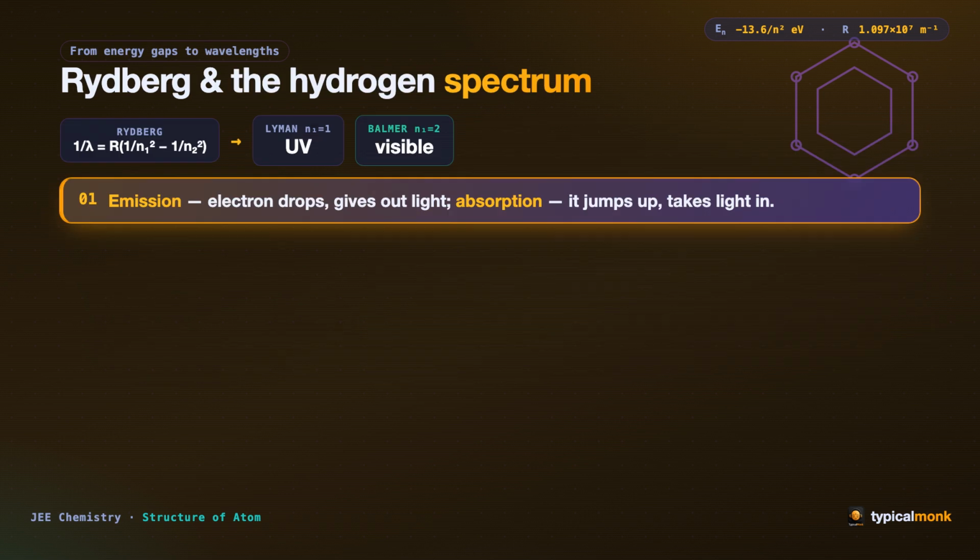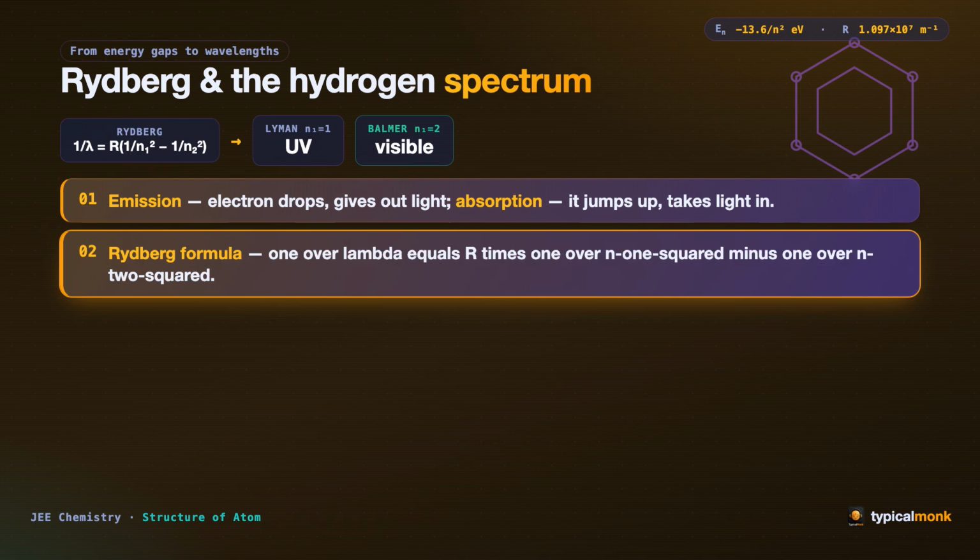Now, let us turn those energy gaps into the exact colors we see. First, the two directions. When an electron drops to a lower level, the atom gives out light. That is emission. When it climbs to a higher level, it takes light in. That is absorption. Same ladder, opposite direction.